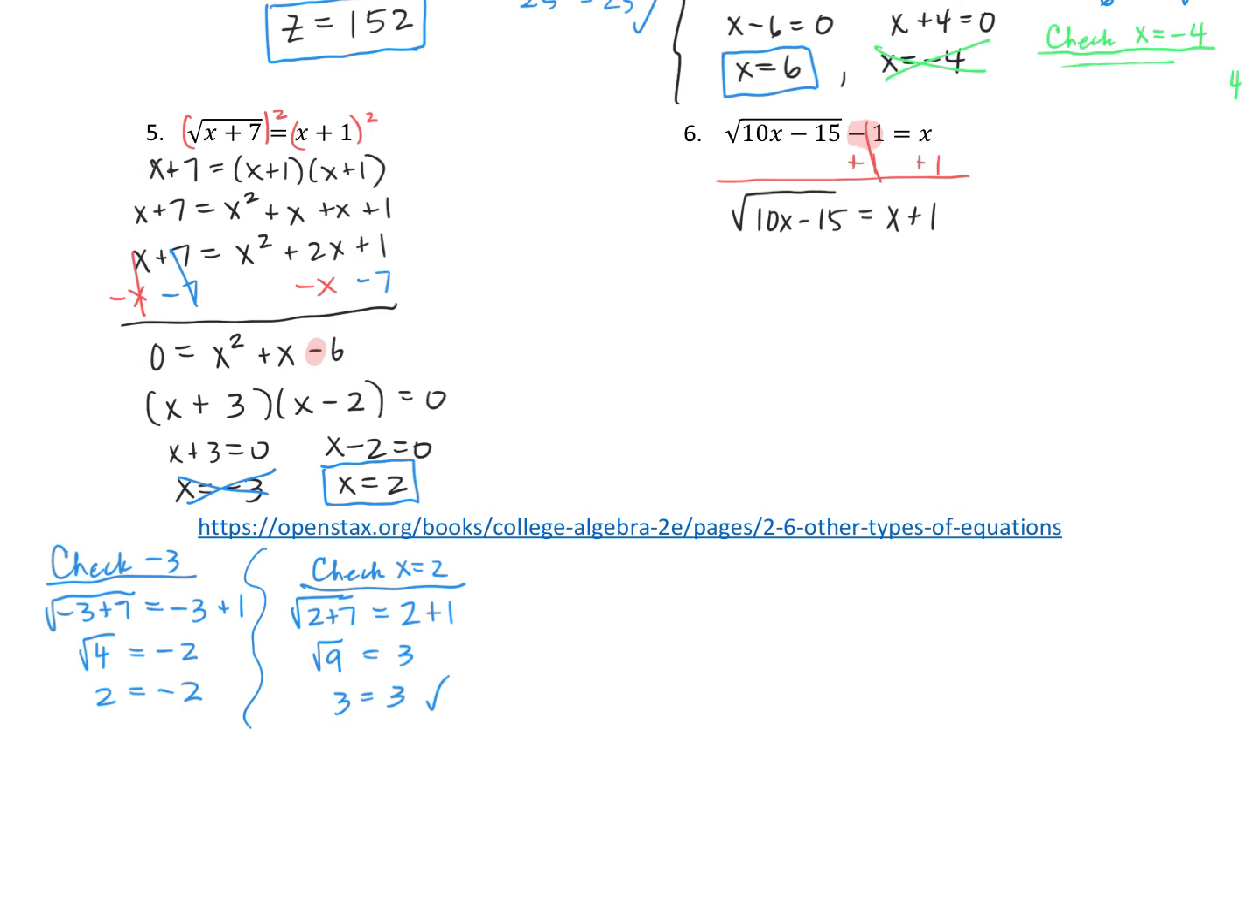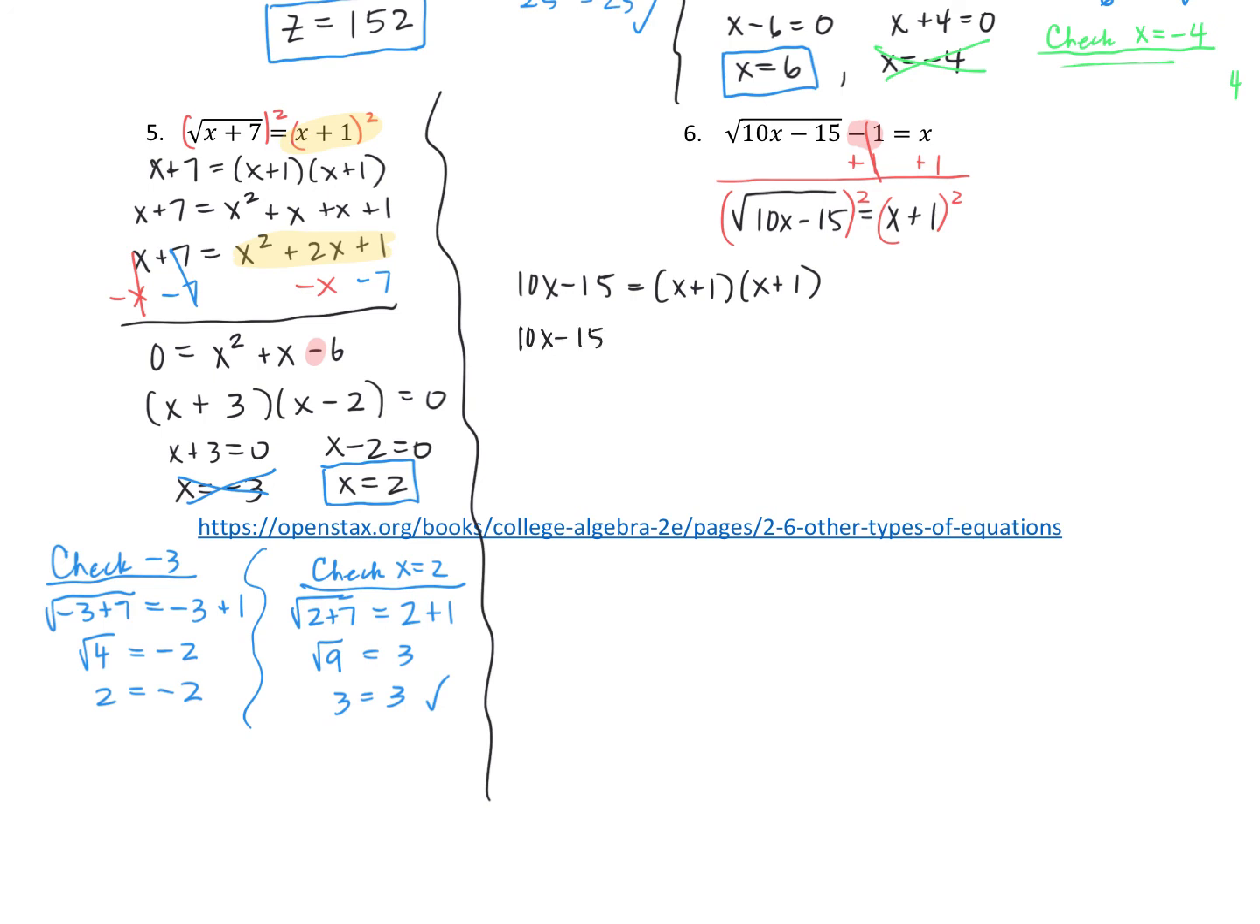So squaring both sides will give me, and I'm going to kind of shift to the left because I'm afraid I'm going to run out of room here. So 10x minus 15 on the left-hand side, because the square undoes the square root. And on the right-hand side, we need to write the x plus 1 down twice and FOIL it out. Now we just did this in the previous problem. So I'm just going to point out here, we just did x plus 1 squared, and we saw that it was x squared plus 2x plus 1. So I'm just going to skip to that step because I've already done the work.